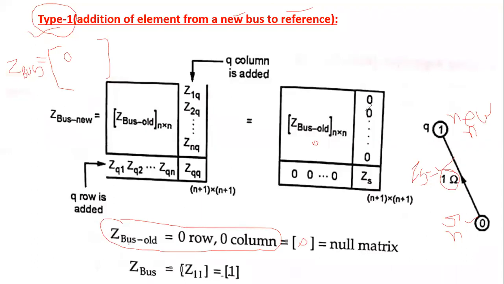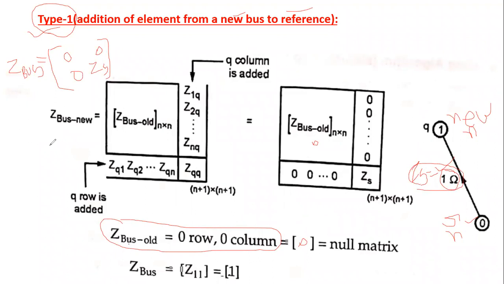And then what are the remaining rows and columns? This is 0, and this is 0, and this is 0. And what is this value? That is Zs. Therefore Zs is equal to 1 ohm.